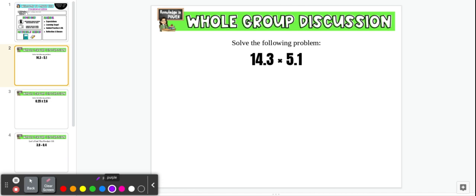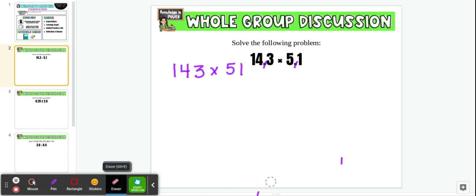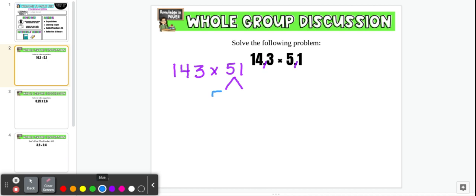So what we're going to do is start by just removing the decimals. And when I say that, I don't mean removing the 3 and the 1, just taking those decimal points out and making these whole numbers. So 143 times 51. Now I'm going to take my smaller number and break it up into two parts. The goal of this is to make them really easy numbers to work with so that we can multiply easier. So I have 143 times 50 and then 143 times 1.